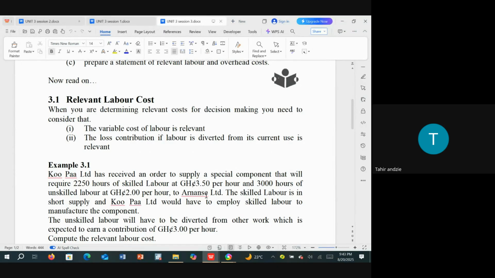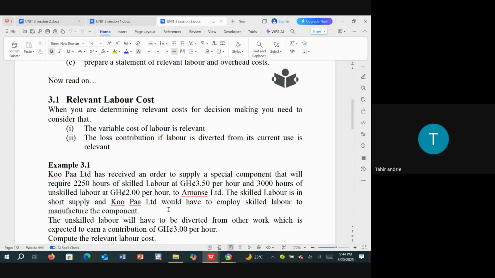Contribution from that particular project or work they are doing that you will lose if you divert them. It means that when employees have already been employed, their current pay is not relevant, because whether you decide to use them for a new project or not, you will still pay them. So that is irrelevant. What is relevant is the lost contribution when you divert them from the current work they are doing. I hope you understand that. Please, are you with me?